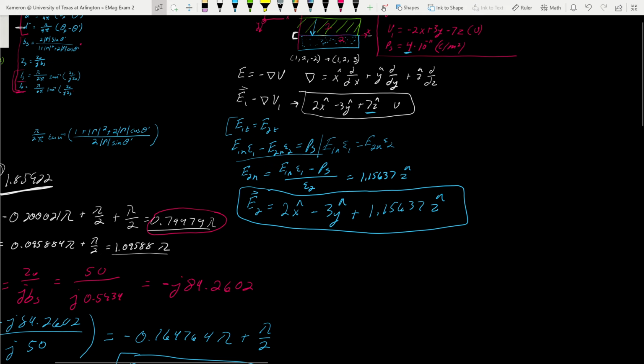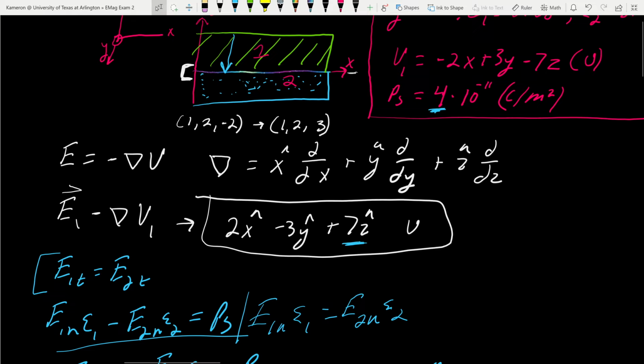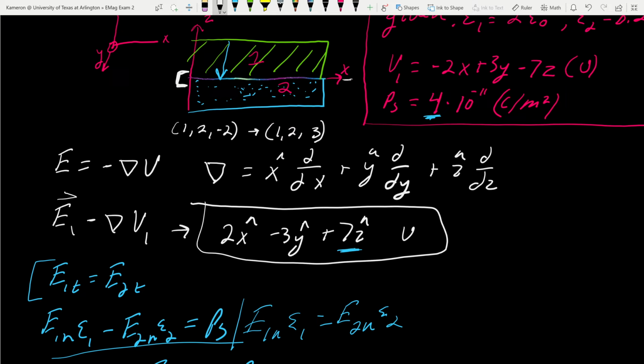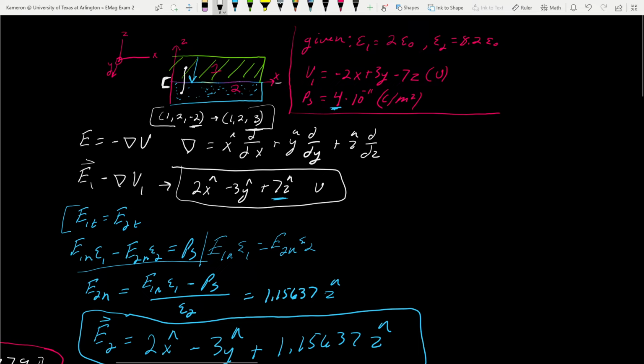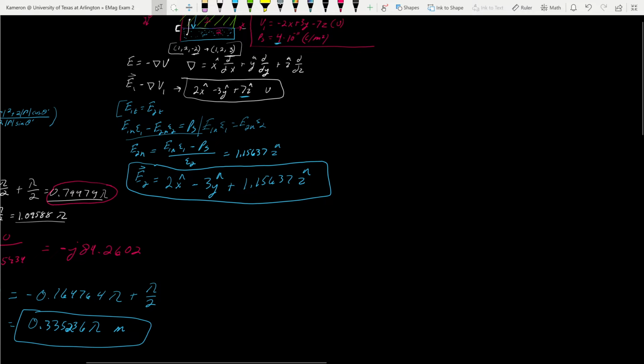Alright, so next let's try to solve for a voltage that goes from point 1, this right here. Let's solve for this voltage. So the x and y's are the same, so that doesn't affect anything. So the only thing that changes is this z component from negative 2 to 3. And that is essentially going from here to here. So, let's do this over here.